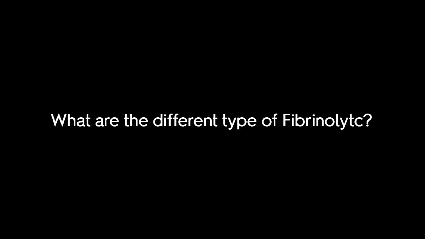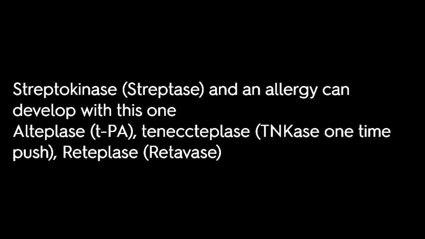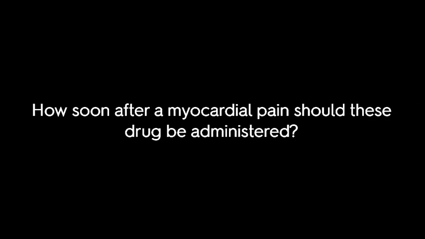What are the different types of fibrinolytics? Streptokinase, and an allergy can develop with this one, alteplase, tenecteplase, reteplase. How soon after myocardial pain should these drugs be administered? Within 6 to 8 hours. Time is brain. Brain attack is very possible. Major complication of fibrinolytics? Bleeding.